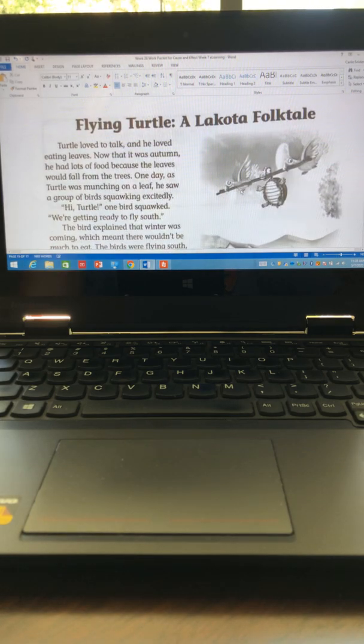Flying Turtle, a Lakota folktale. First thing I want to look at is my illustration. They gave me a good visual feature. I see a bird on each side of the stick, and I see a turtle hanging on in the middle.